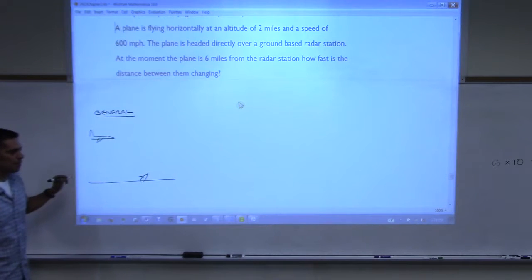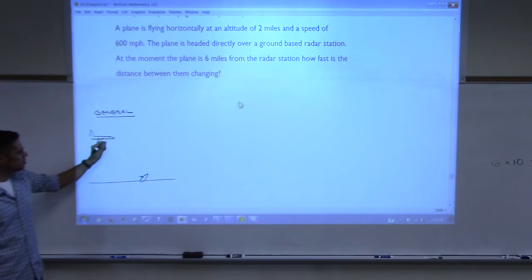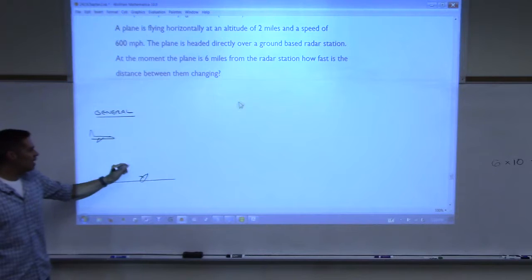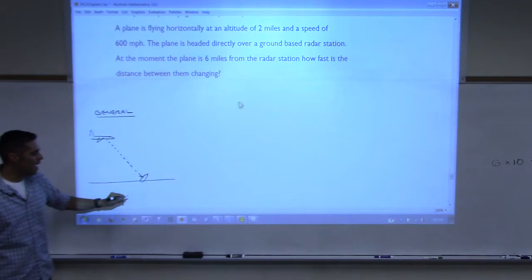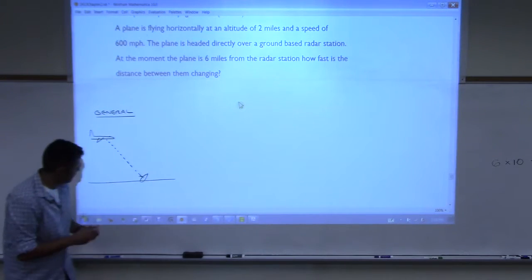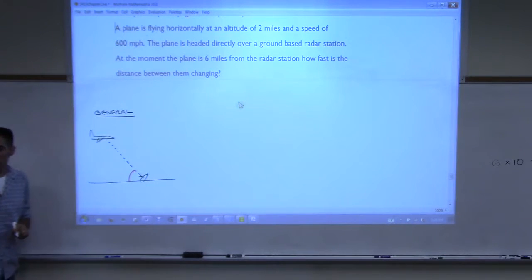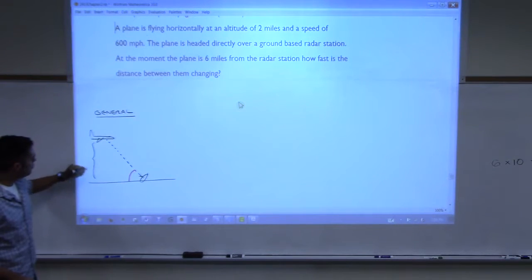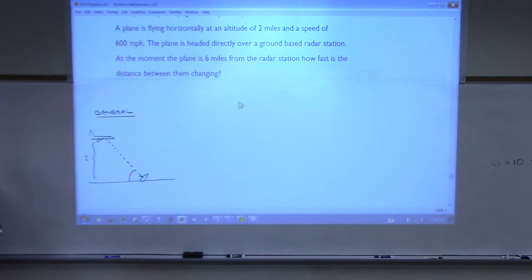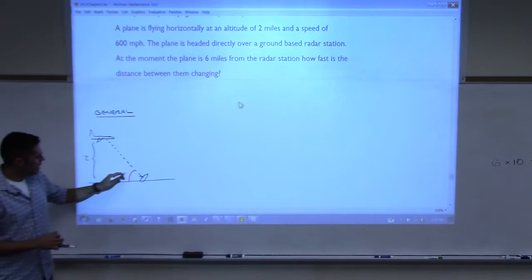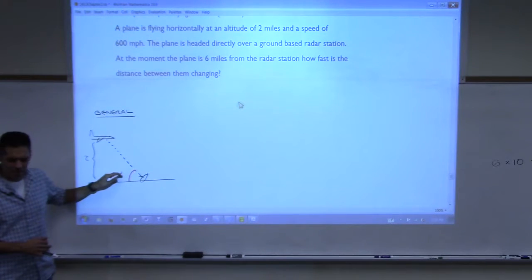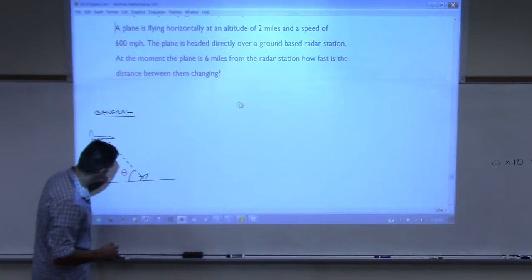But this time, instead of being interested in the line connecting them, I'm interested in this angle right there. And this right here is still 2. That's still fixed. And I'm going to actually label this angle. What should I use? X, Y? Theta. Yeah, let's do theta.